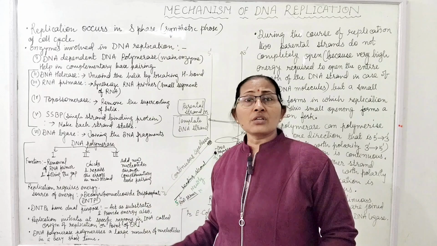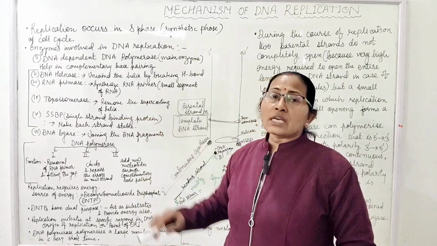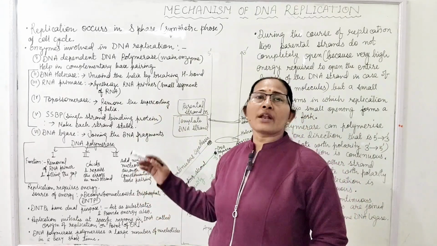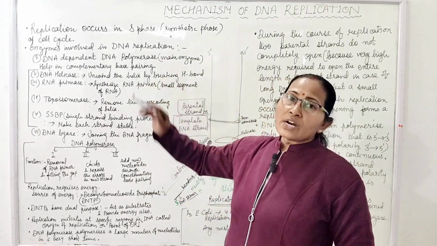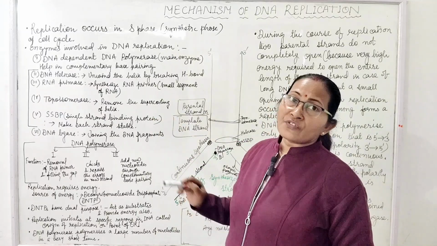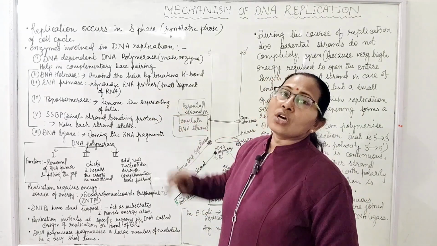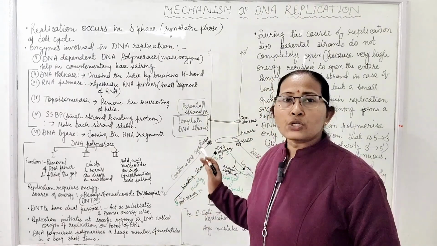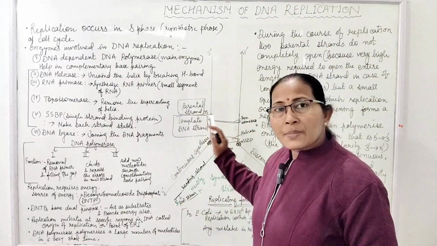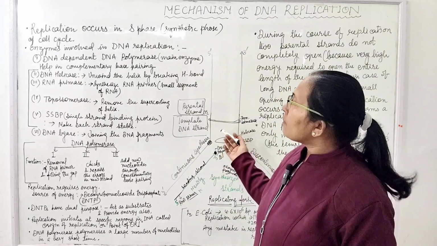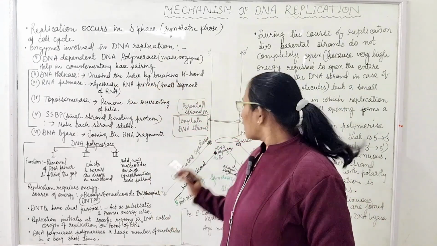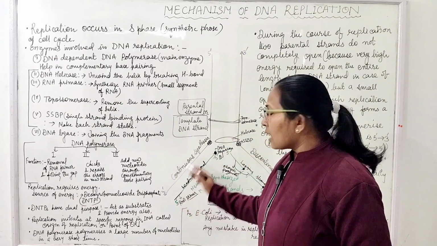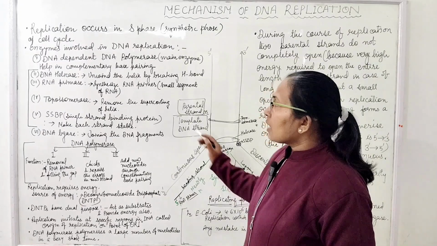Now we will see the function of the additional enzymes required. Without these enzymes, DNA replication is not possible. The first is DNA helicase. What is the function of DNA helicase? It unwinds the helix by breaking the hydrogen bonds between the two strands. Hydrogen bonds are present between the base pairs. These hydrogen bonds are broken by the DNA helicase, and the strands unwind.